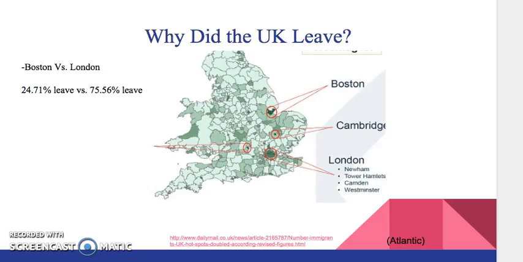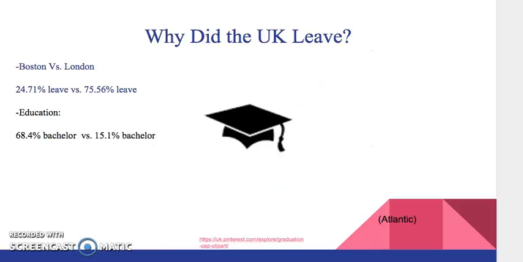For the remaining demographic data, we will compare 2 very polar cities in England, London and Boston. London voted only about 25% leave, while Boston voted about 75% leave. Regarding education, 68.4% of London's population has a bachelor's degree, while only 15.1% of Boston's population has a bachelor's degree.